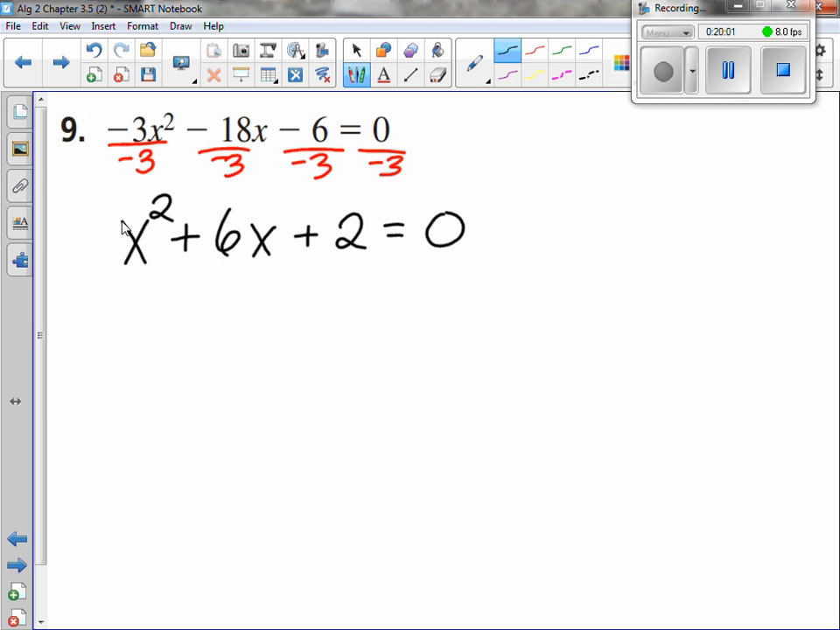Well, what are our factors of 2? 1 and 2. The most they'd add up to be would be 3, yes? It's not going to work. That means that this here will not have real solutions by factoring. So we have to use completing the square.